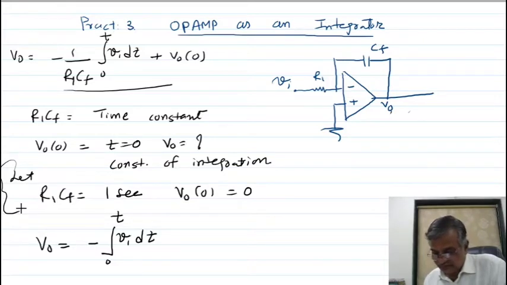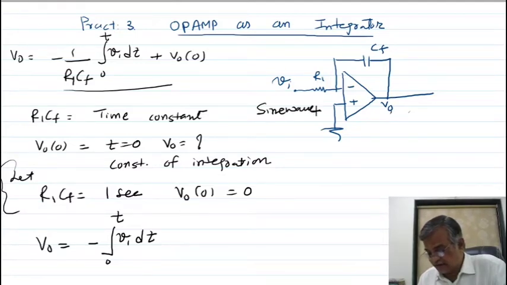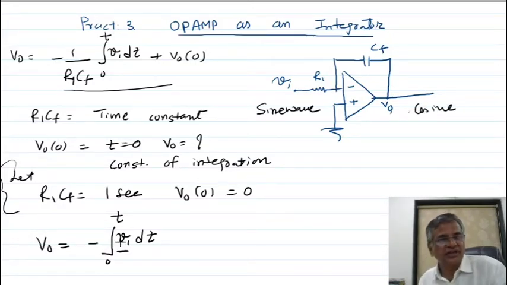Now look here, if I apply Vi as a sine wave, then I'll get a cosine wave. Integration of sine is nothing but cosine. So it's very simple: if you apply Vm sin omega t, I can get Vm cos omega t. Now let us see, if we apply a square wave to this circuit, what will be your output voltage.